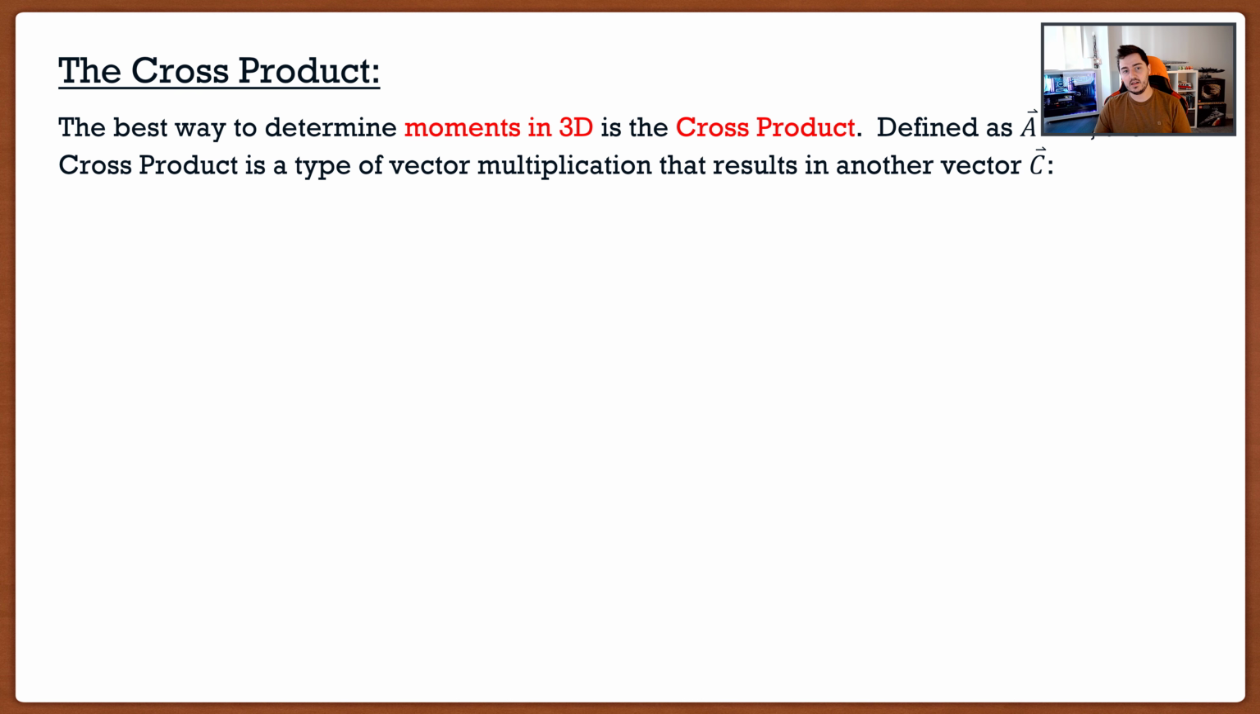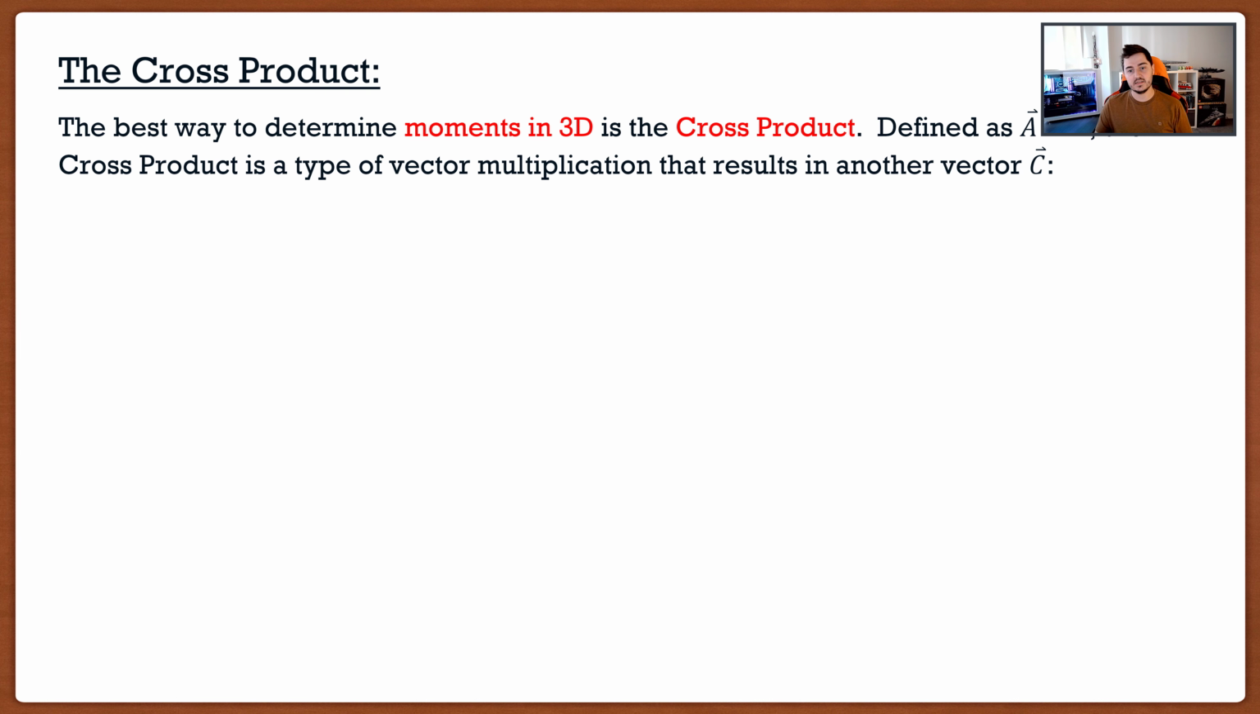Now you guys say, all right, Clayton, cross product, 3D moments, looking pretty good. But what the hell is the cross product? Well, the cross product is defined as a vector A crossed with a vector B, and the result is another vector. That's the first key thing here. When you think of dot product, we took two vectors and got a scalar. In the cross product, we take two vectors and we get another vector.